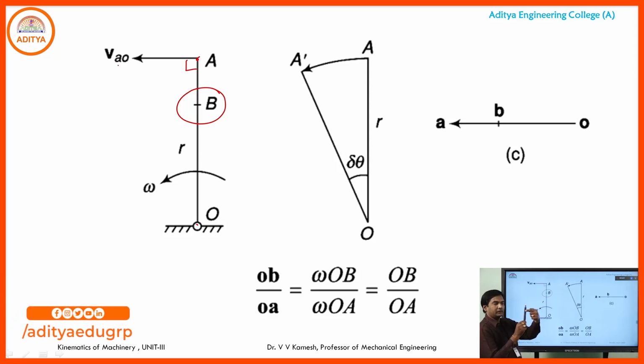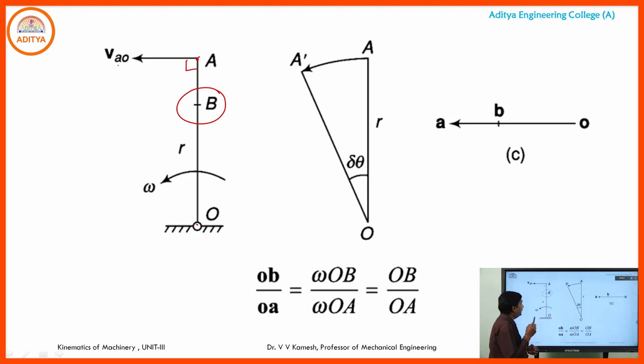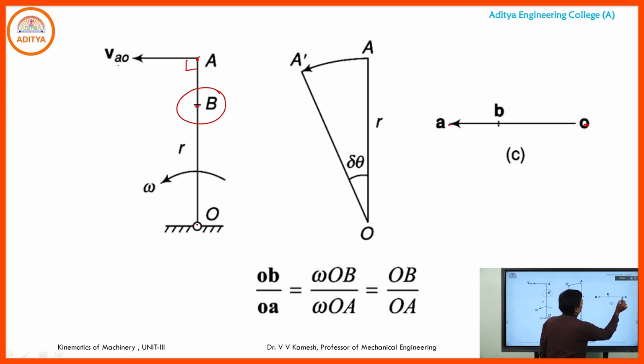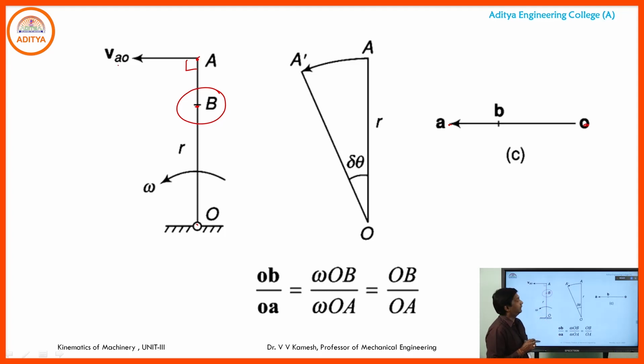If we have any in-between points on OA, another point B here, C here, D here, like this, we need to calculate the velocity of an intermediate point. So B is the intermediate point, and it is to be represented on the velocity diagram, where it has its own representation of B.